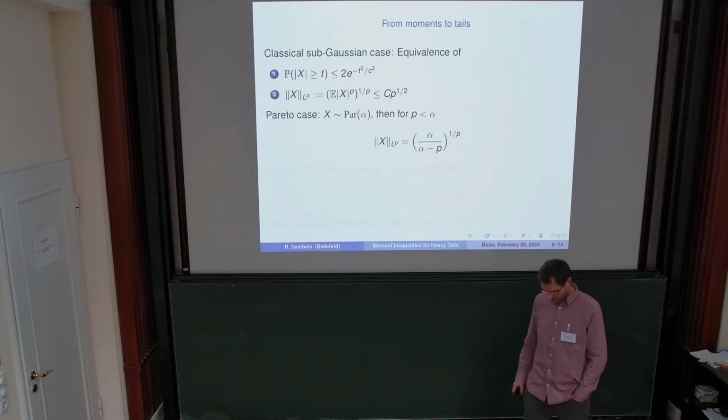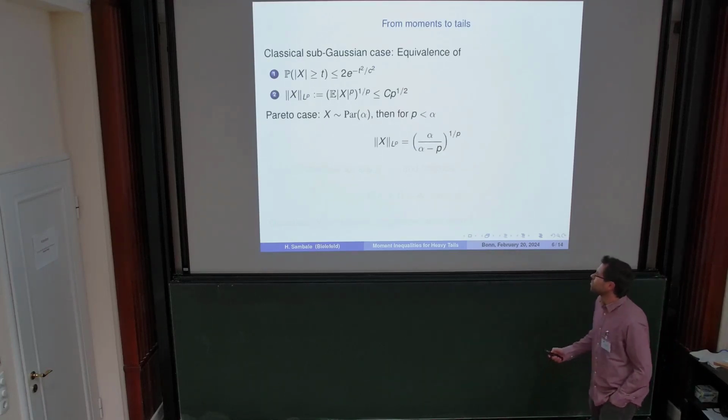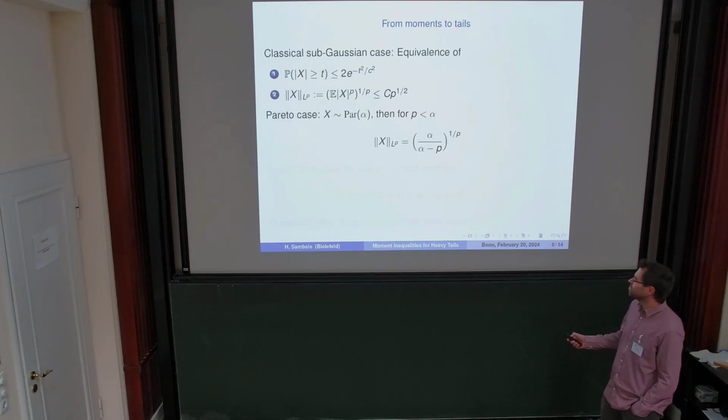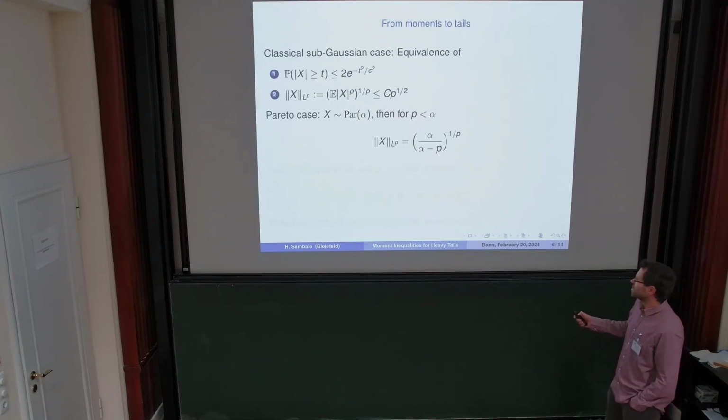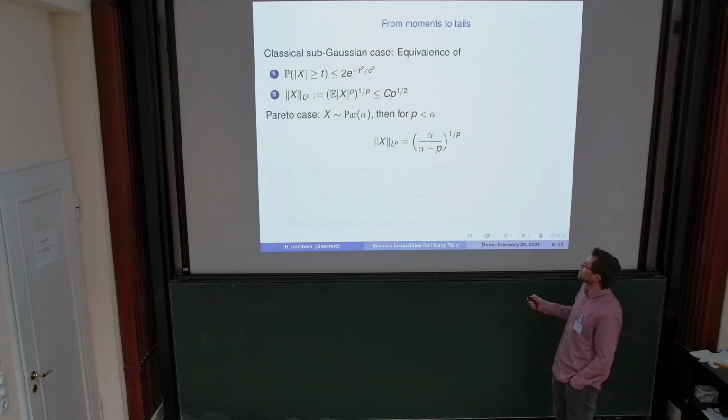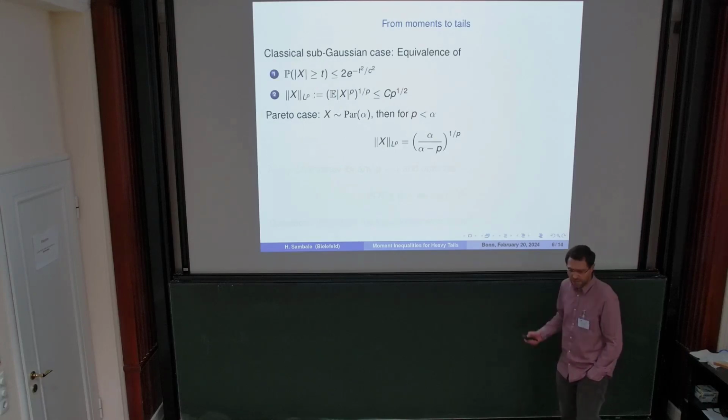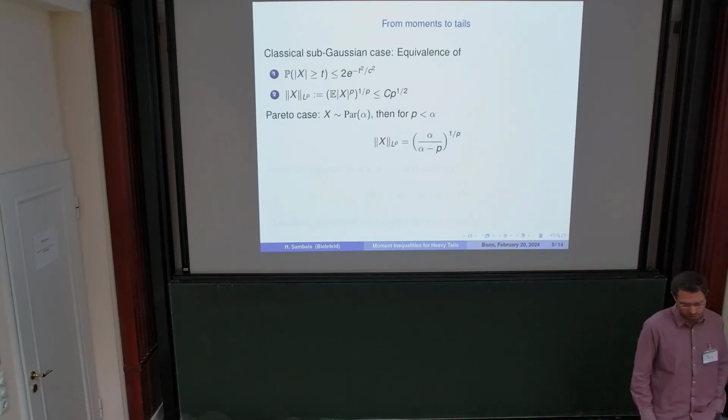So let us look at the Pareto case. Of course, if you have a Pareto random variable, you can easily calculate these Lp norms, and they look like this. So in the denominator you have alpha minus p, and it is only finite if p is smaller than alpha. Yeah? At alpha it all stops.